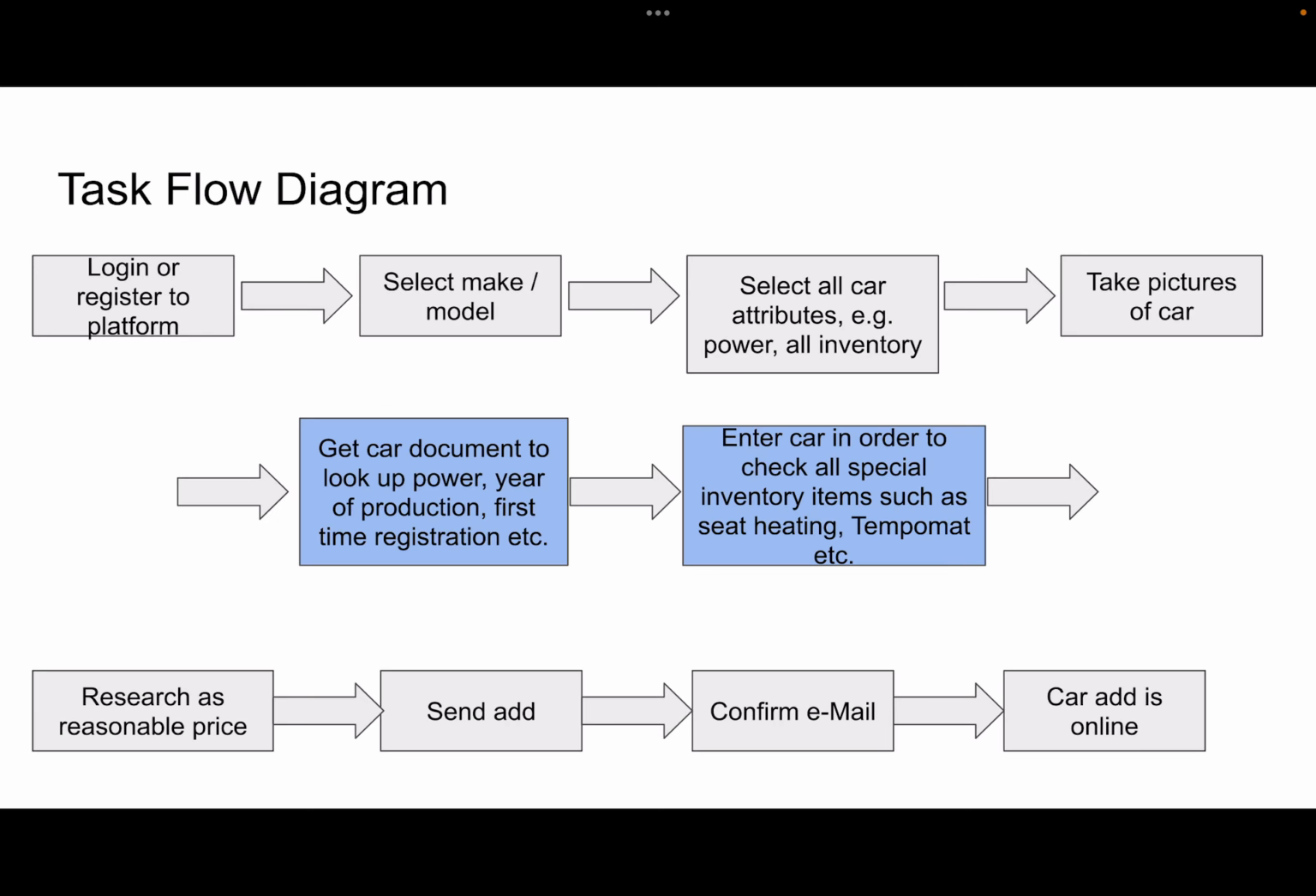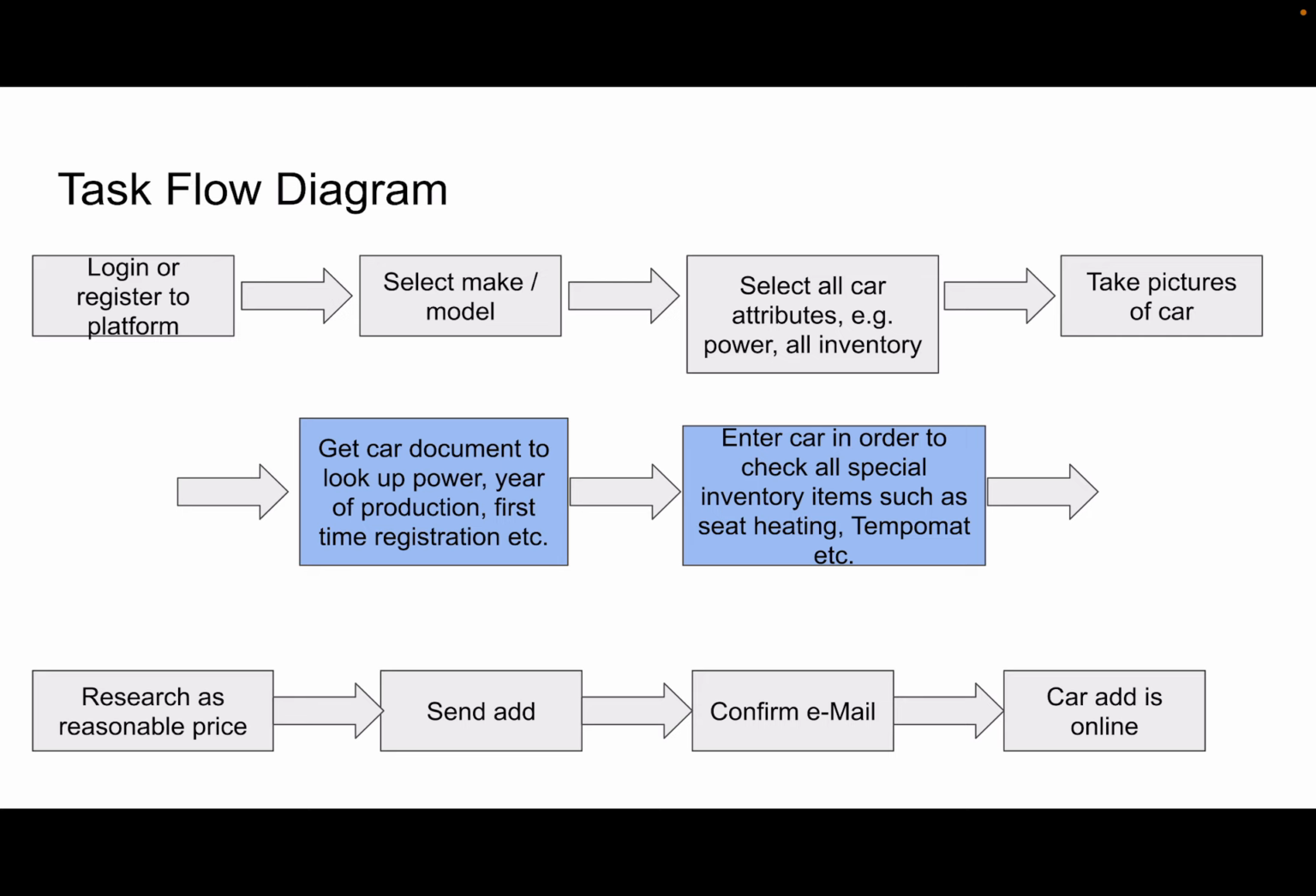The task analysis and the task flow diagram describes quite well where we do have problems which could be used with AI. So what's the ultimate goal of the customer? The ultimate goal is that the car ad is online. So what does he need to do? First of all, he needs to log in or register to the platform where he wants to sell the car. He needs to select make and model, and that's already the first issue because there's a lot of variances for make model. So there is not that one BMW 3 Series, but there are a lot of different variations to this make model, which massively can influence the pricing.